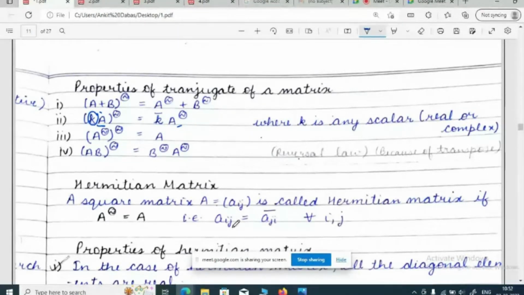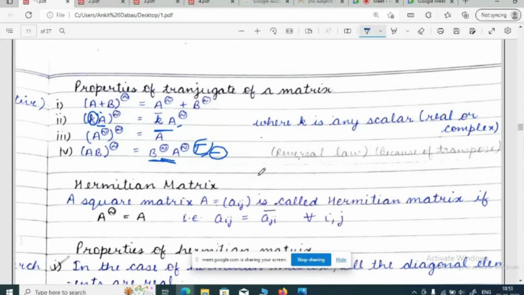Here is the important property, that tranjugate follows reversal law, because when you are taking tranjugate, at any step you are doing transpose, and the other thing you are doing is taking conjugate. Conjugate doesn't follow reversal law, but we had seen that transpose of a matrix follows reversal law. So tranjugate as a whole will follow the reversal law.